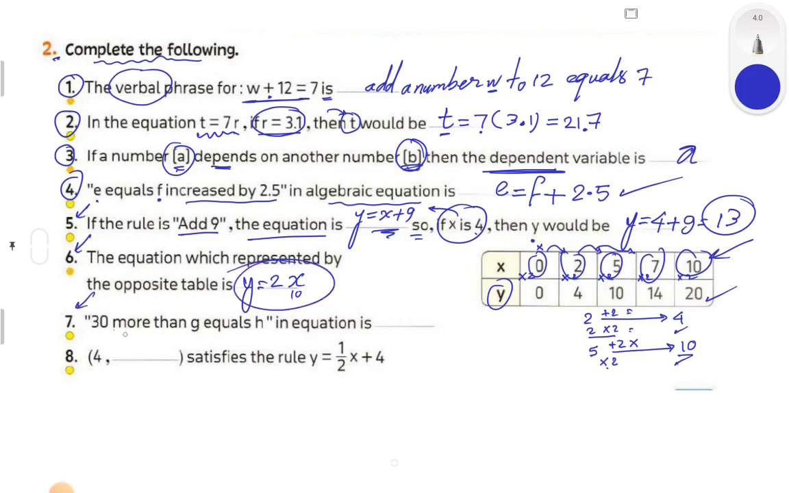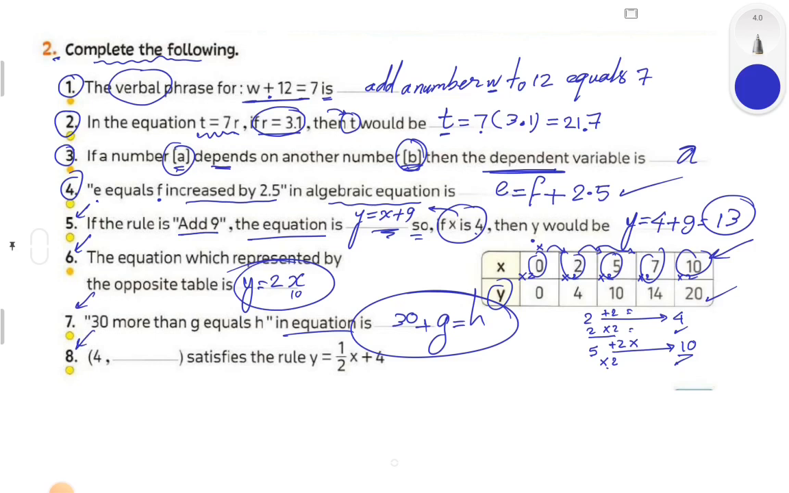Point 7. 30 more than g equals h. Write it as an algebraic equation. I have 30 more than g, meaning 30 plus g, equals h. This is our equation: 30 plus g equals h. Okay.